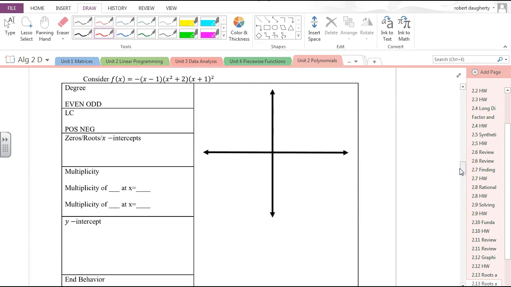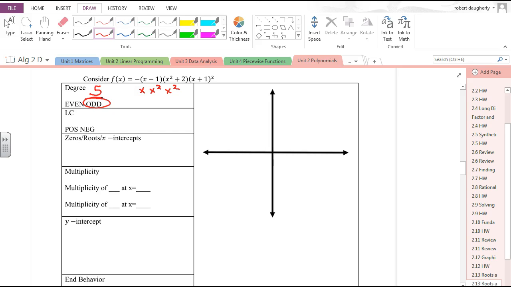Let's look at the next one. What is the degree of this polynomial? This is a 5th degree polynomial. The first term is going to give me an x. The next term gives me an x squared. The next one an x squared. That's a 5th degree. That is an odd degree.